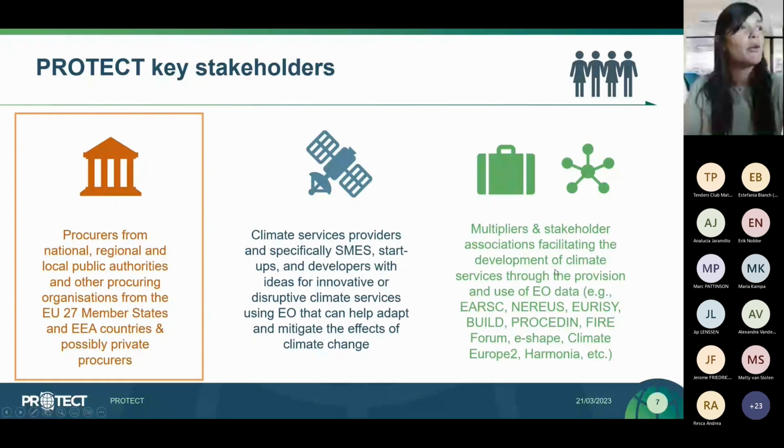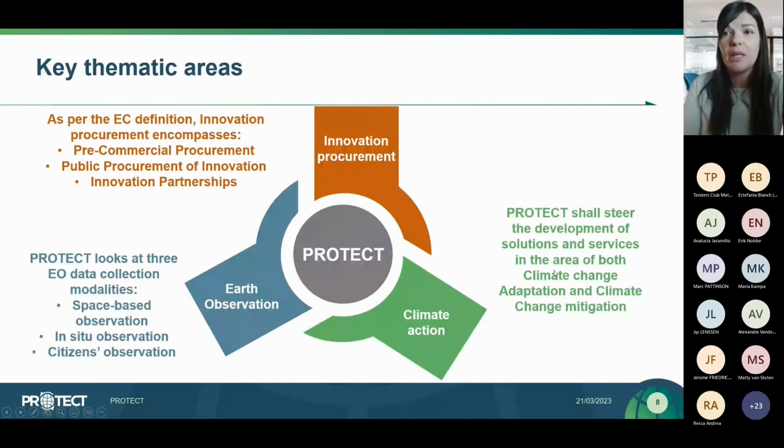The key thematic areas, I've already touched upon them, so I'm going to be short on this one. But of course, innovation procurement is the very first thematic of the project. As per the EC definition, innovation procurement encompasses different types of processes, including pre-commercial procurement. So for Protect, this is what interests us. We are going to be spending efforts in understanding how pre-commercial procurement works, but also a little bit about public procurement of innovation processes, which might be of interest to you as well. Innovation partnerships, on the other hand, will not be touched upon in the context of this project.